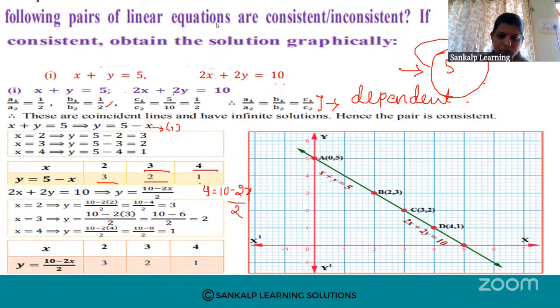See, if you substitute x is equal to 2, what you will get? 2 into 2 is 4. 10 minus 4 is 6. 6 divided by 2 is 3, right? If we substitute x is equal to 3, then 2 3s are 6. 10 minus 6 is 4. 4 divided by 2 is 2, right? For x is equal to 4, 2 4s are 8. So 10 minus 8 is 2. 2 divided by 2 is 1. Okay. Now, we got two tables. By using these two tables, we can plot a graph, right?